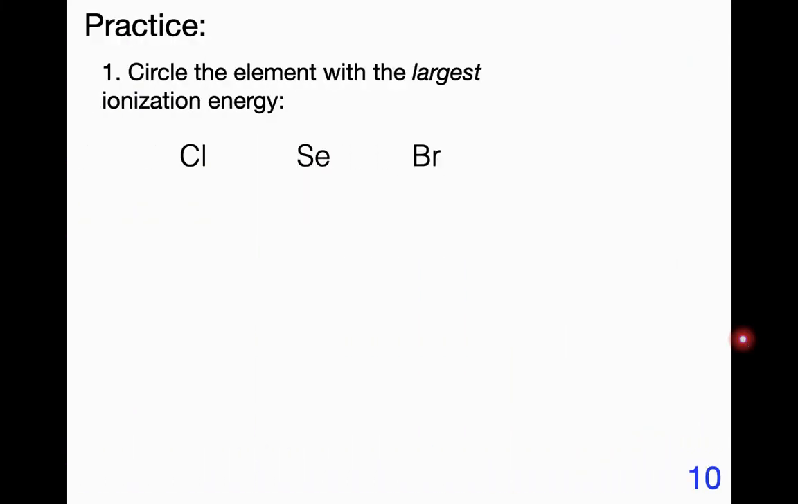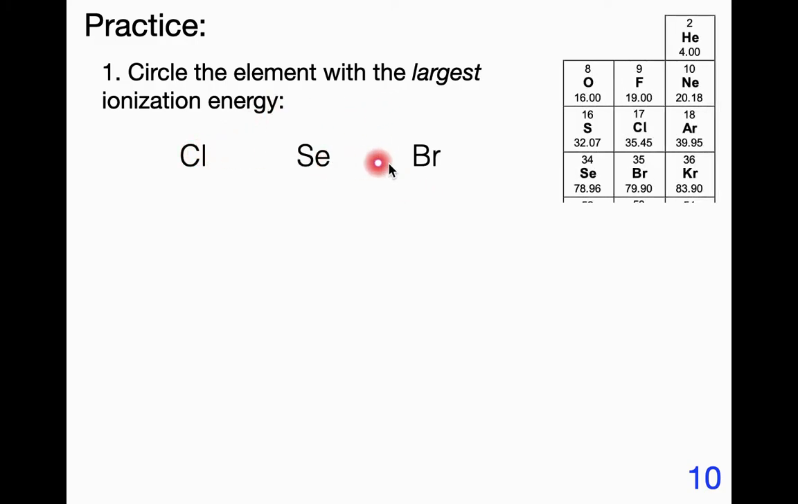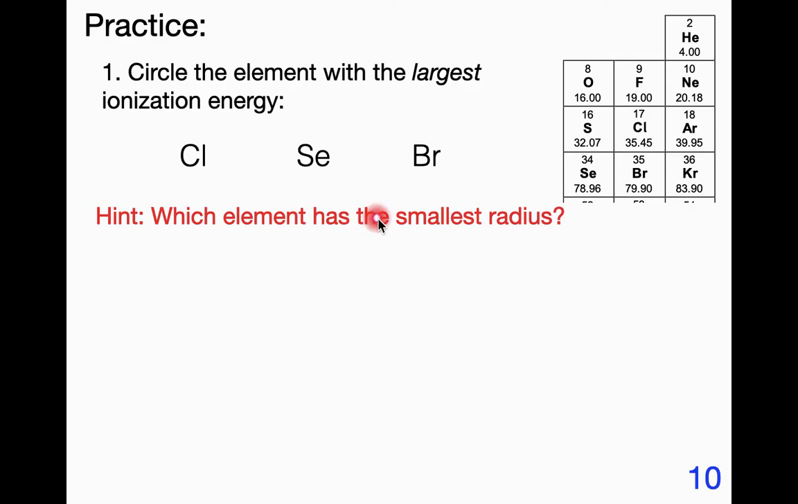Okay, let's do some practice. Circle the element with the largest ionization energy. You have chlorine, selenium, and bromine. And they're right here. Now, the hint will be just find the element that is the smallest. Remember, the smaller the atom, the larger the ionization energy. Now remember that the atoms get smaller as you go across a period. So if I was just to compare selenium and bromine, bromine is going to be the smaller. So of the two, bromine would have the largest.